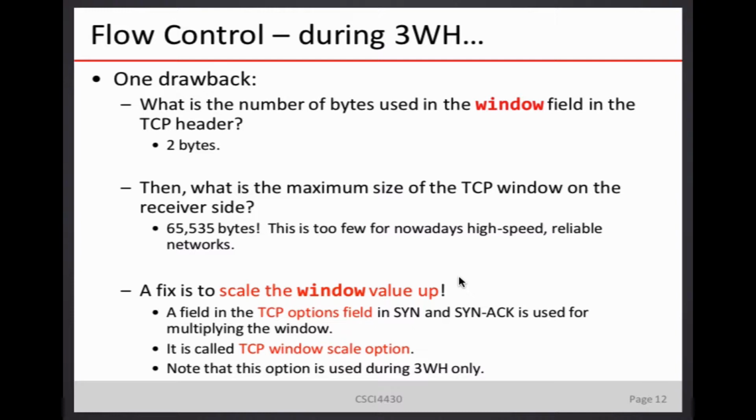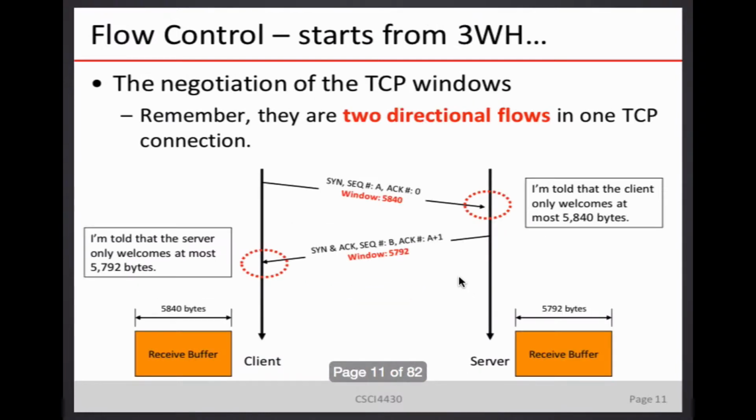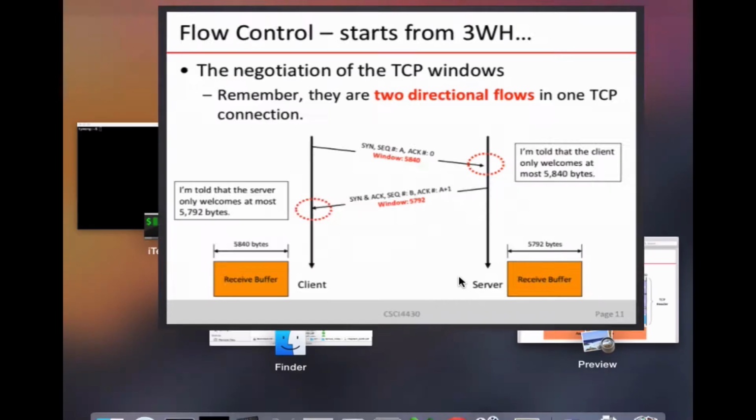The problem is, what is the maximum number that you can represent with two bytes? 2 to the power of 16 minus 1. So what is the number? 65535. What is the meaning of this 65535? It means this buffer size. Now let's do a very simple calculation.